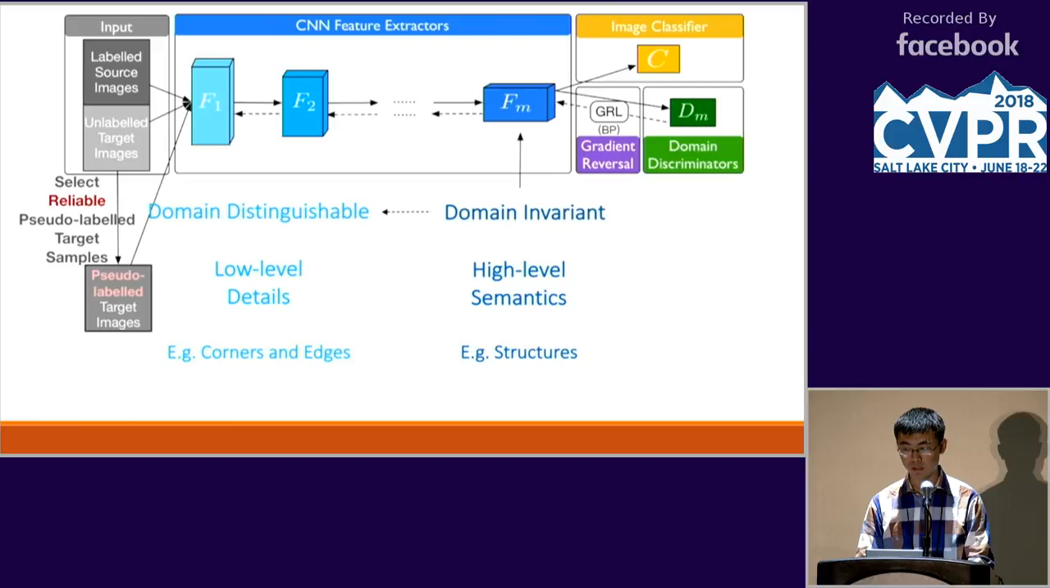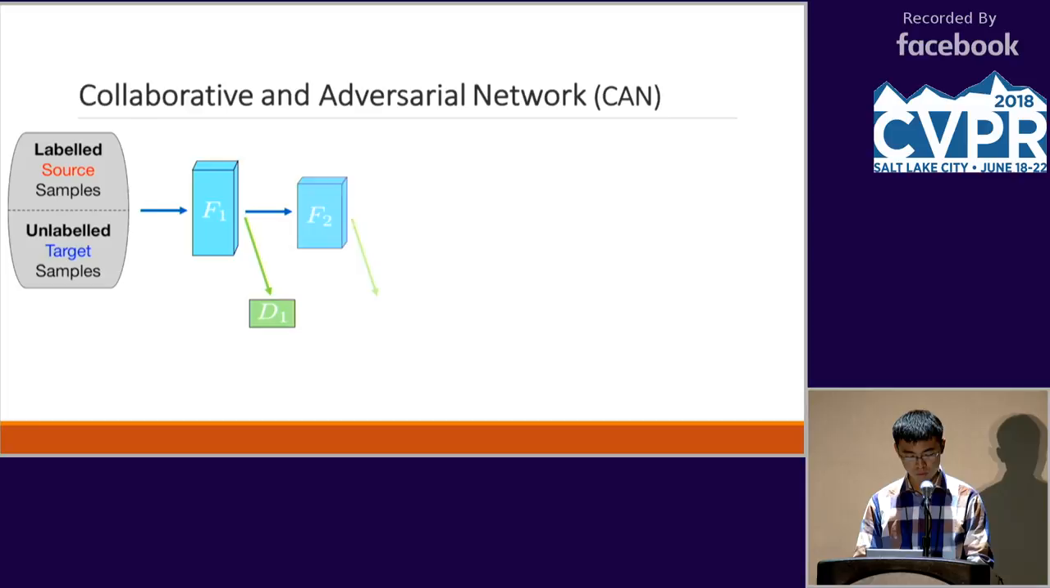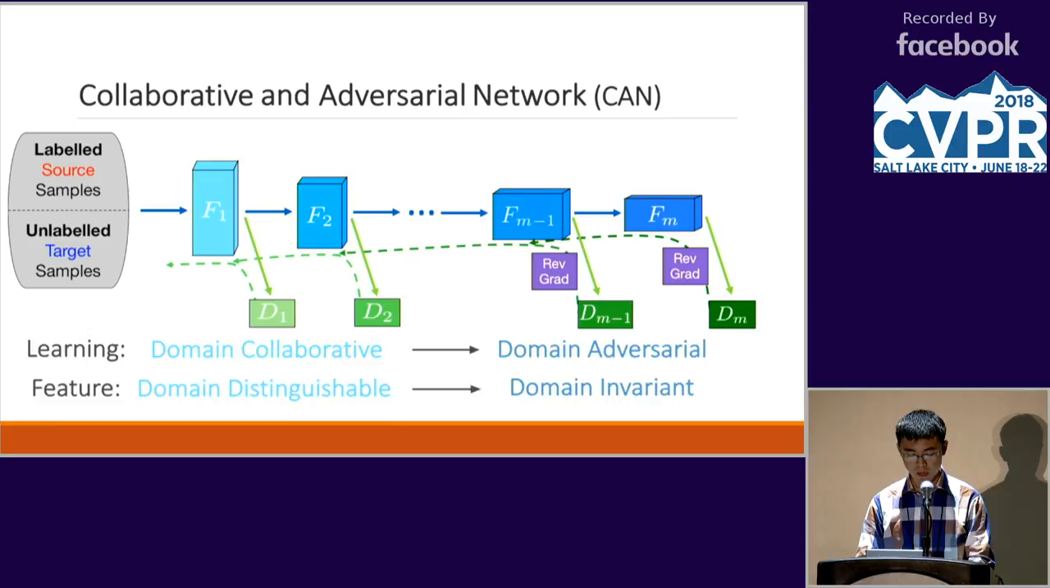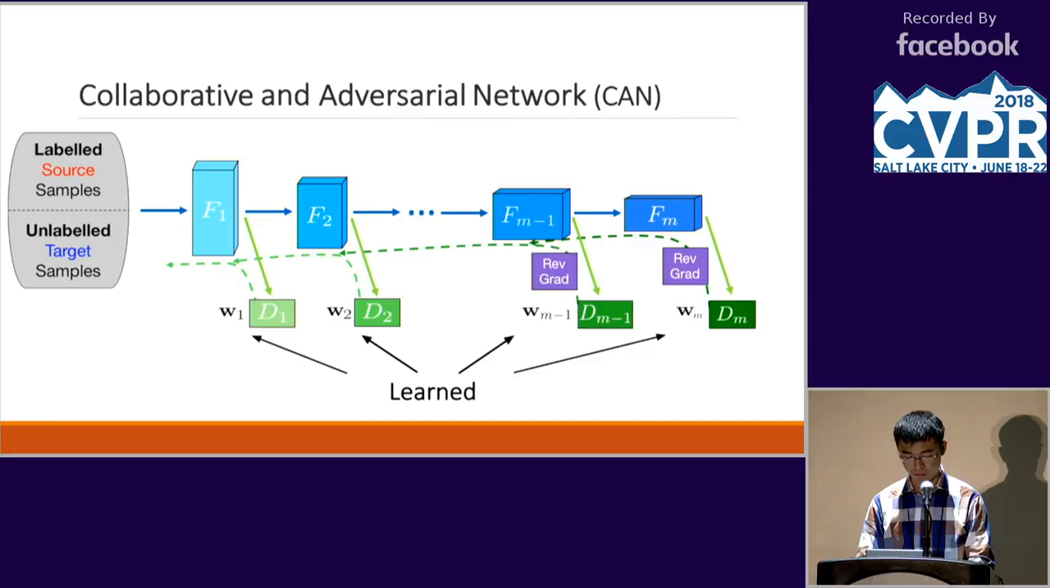For the structure of our CAN model, in the former layers, we use domain collaborative learning, which uses the domain classifier D to let the network learn more domain-distinguishable features. And in the later layers, we use domain adversarial learning to learn domain-invariant features using the domain classifier and gradient reversal layer. We add a domain loss function to automatically learn the weighting parameters Ws to let earlier features become more distinguishable by the domain classifier. And finally, a class label predictor C is used to predict the object category.